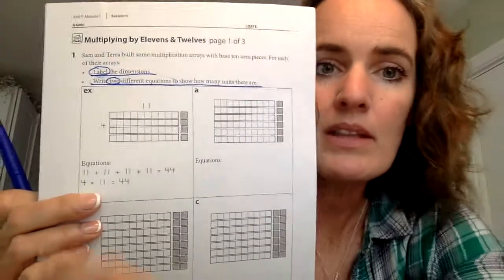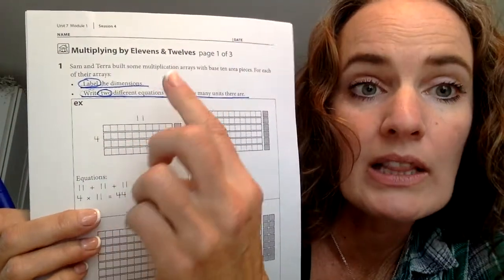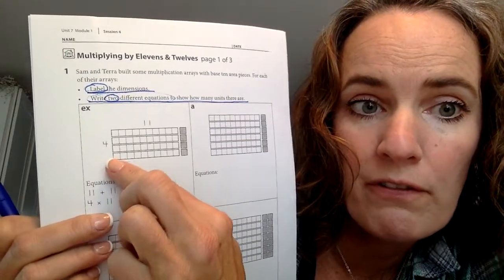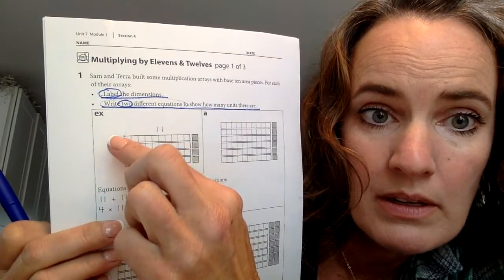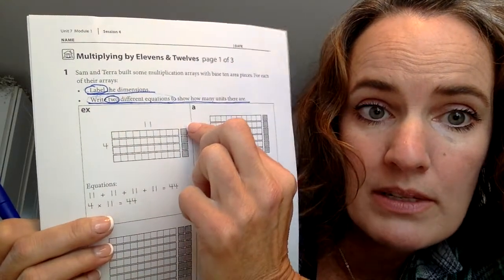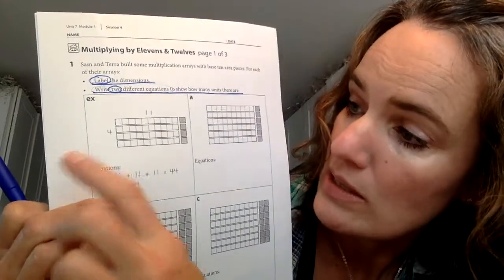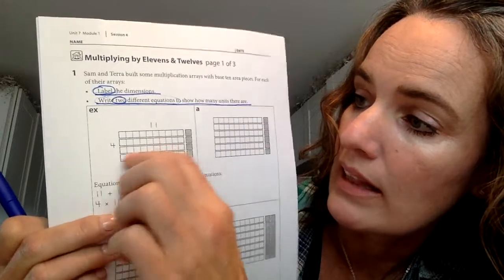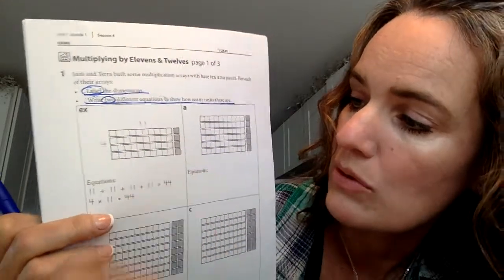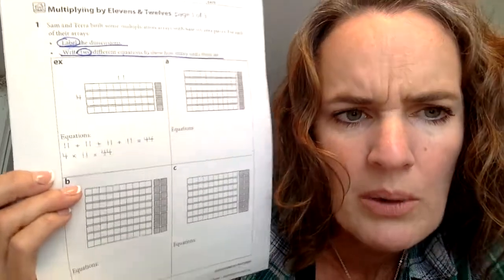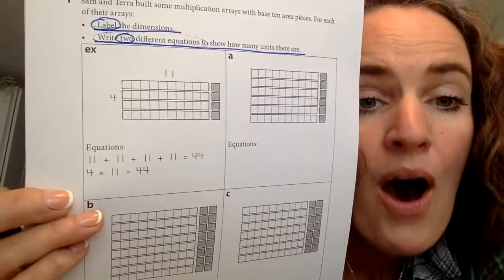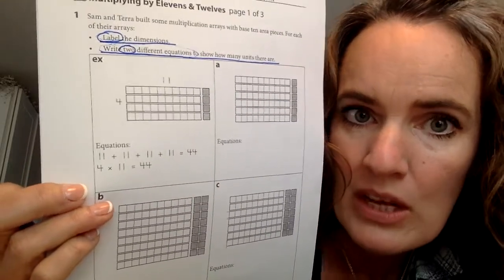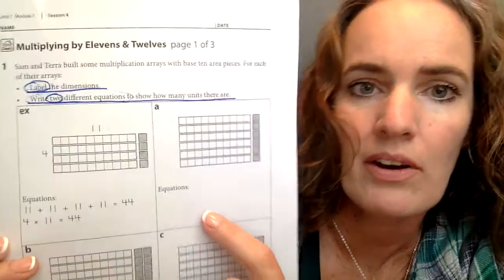Okay, so on the example, you can see that they labeled the dimensions because that's the first thing we're supposed to do. So there are 4 rows and 11 columns. So equations, they have 11 plus 11 plus 11 plus 11 equals 44. There's one equation. What's the second equation? Oh, 4 times 11 still equals 44. Okay, so let's try A together.